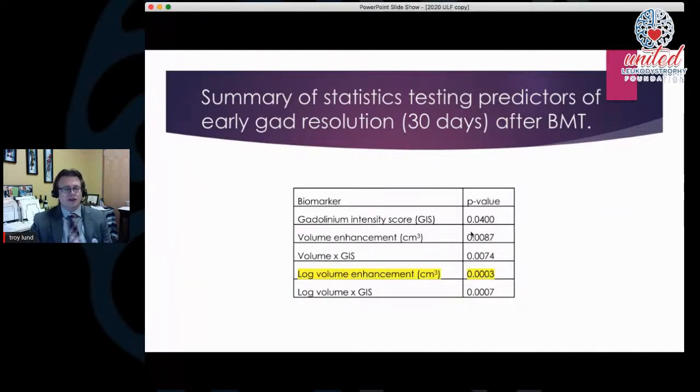It's not that these are not significant, because they are, but this gave us the most robust significance in the analysis. And so that's what we stuck with, log volume of enhancement. And of course, you can convert cubic centimeters, you can take the log or the anti-log and go back and forth.